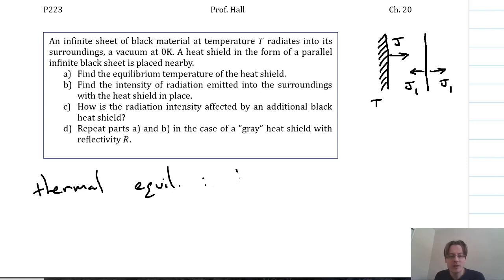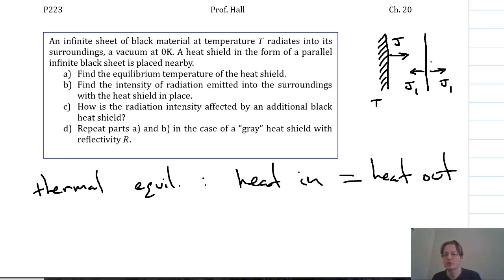In other words, heat in matches the heat out from the shield. When that happens, its temperature stops going up, and we reach an equilibrium, a static situation where the temperature is no longer changing. Okay, so how much heat is going into the shield? That's just the value of J. There are no reflections to worry about at this stage, so the heat that comes into the shield is just the same as what's coming out of the surface of the star. How much heat is coming out of its surface? That's 2J1. It's coming out from both surfaces.